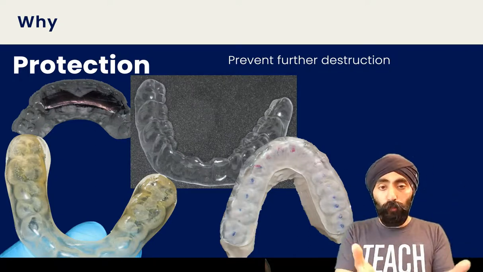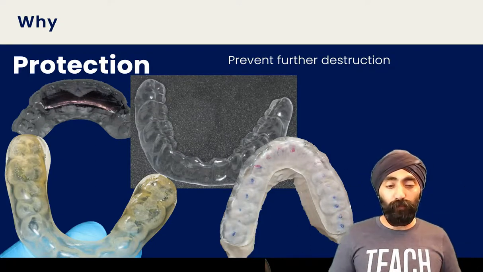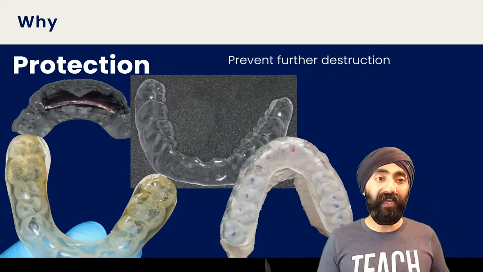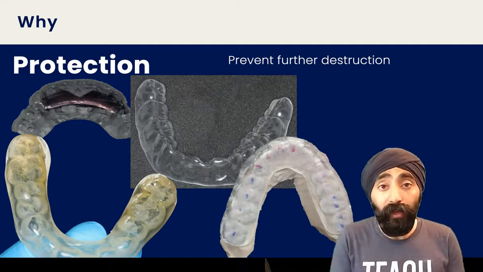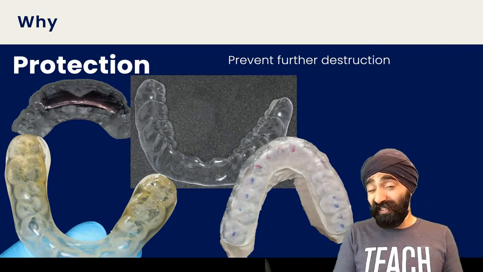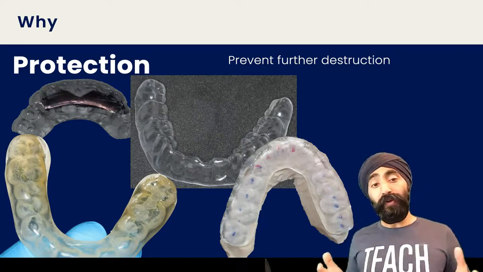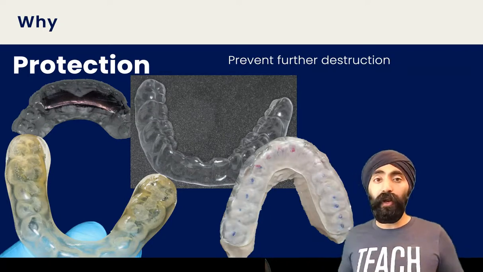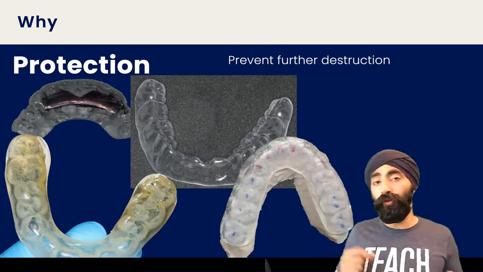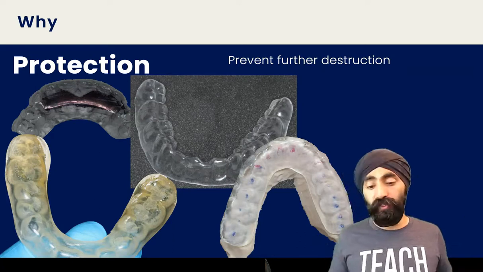So here are some appliances which you can give for protection. And really the crux of it is that any appliance will work for protection because essentially you're putting some plastic between the teeth. And if there is some plastic between the teeth, when they're grinding, they're destroying the plastic and not the teeth. So all these appliances will do.